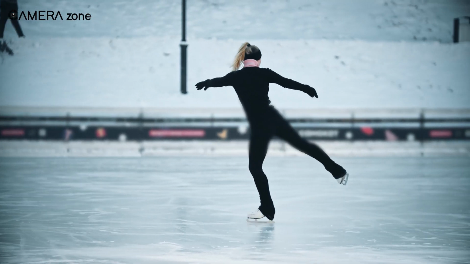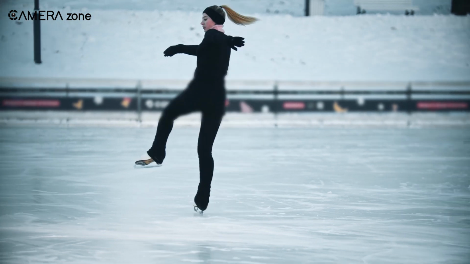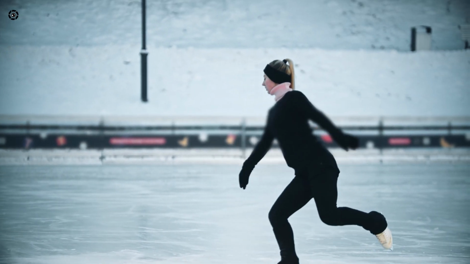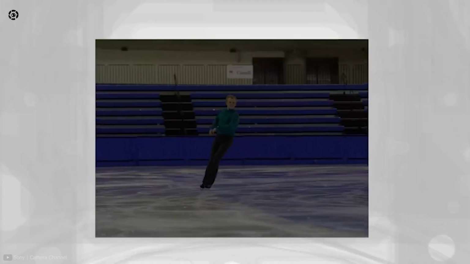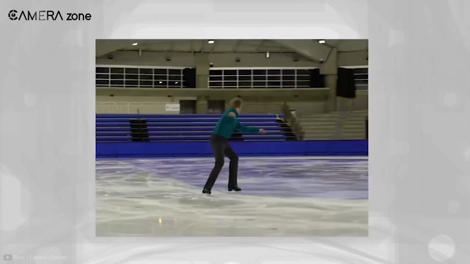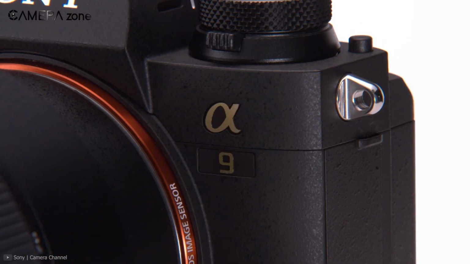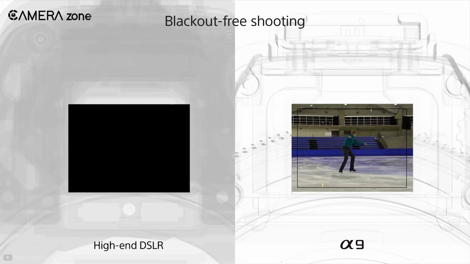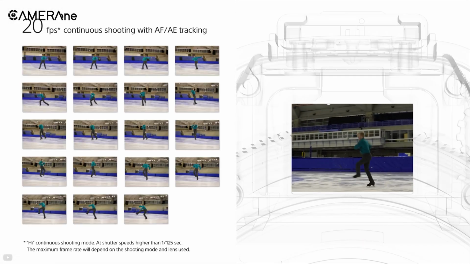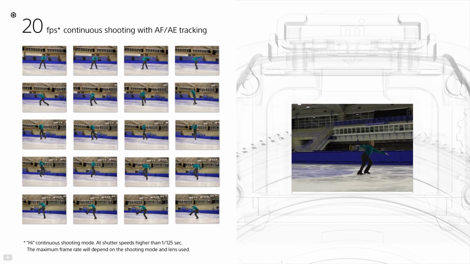It is a problem when you are shooting moving objects, as they continuously change positions with time, and because of viewfinder blackout, you might miss an important moment. On the other hand, high-end mirrorless cameras like the Sony A9 have zero blackouts, meaning you never lose sight of your subject and can focus on them continuously.